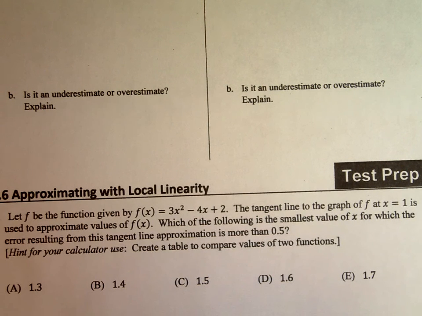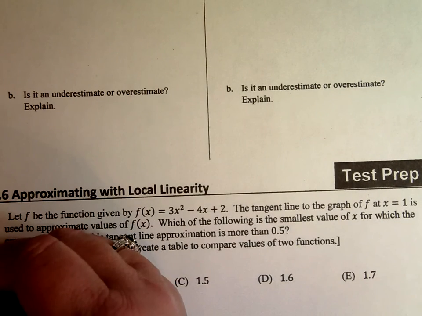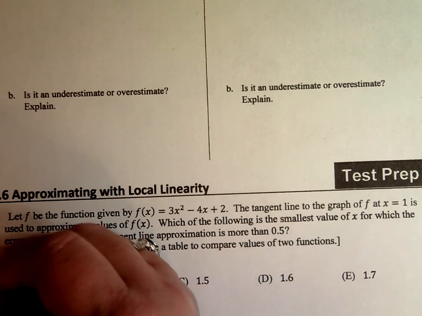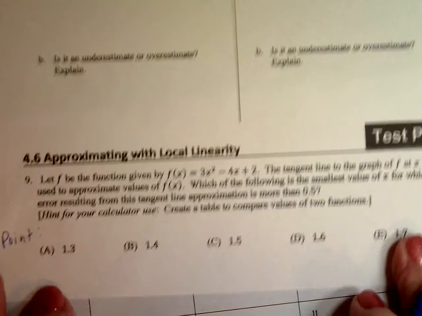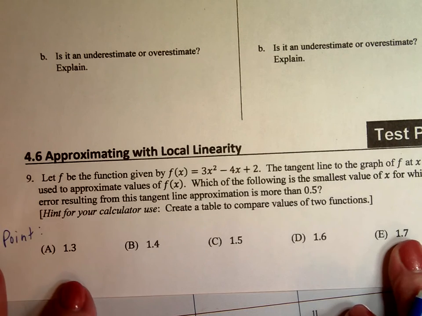Which of the following is the smallest value of x for which the error resulting from this tangent line approximation is more than 0.5? Now he said use a calculator, create a table to compare the values of the two functions, but I kind of thought of it more algebraically. So I'm going to take my algebra route. I want to figure out what the tangent line is. So I need a point, and I need a slope.